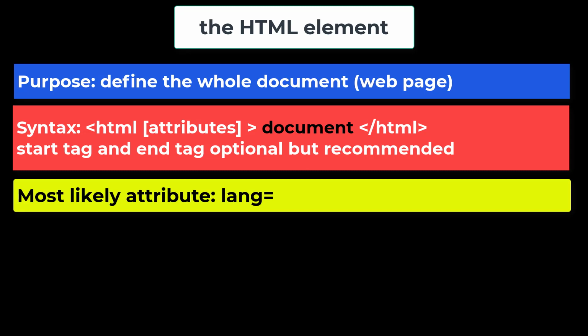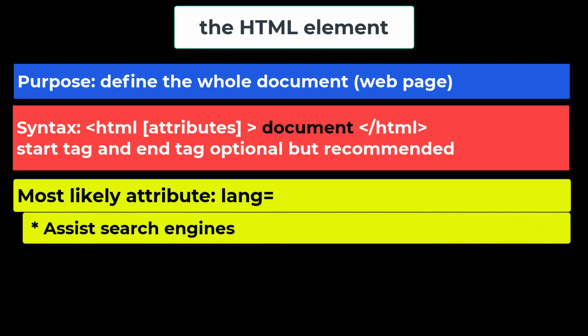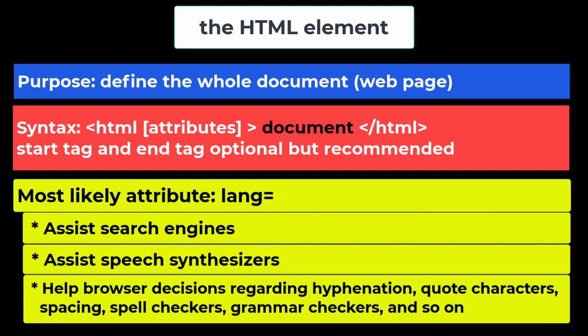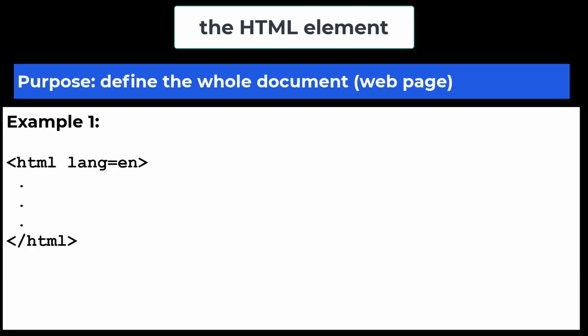This can be helpful in these ways: assist search engines, assist speech synthesizers, and help with browser decisions regarding hyphenation, quote characters, spacing, spell checkers, grammar checkers, and the like. In this example, we say the language of the document is English. Still, most people don't code the lang attribute, so each browser will use the language the viewer has specified in their browser settings.